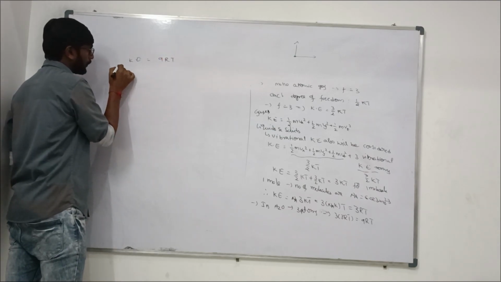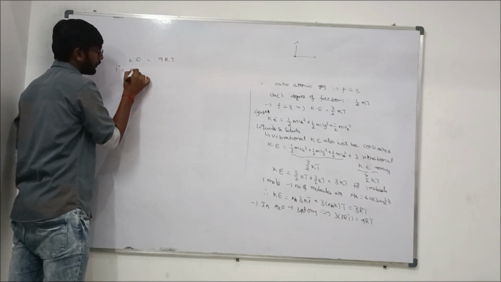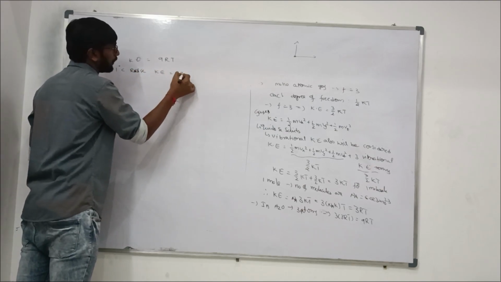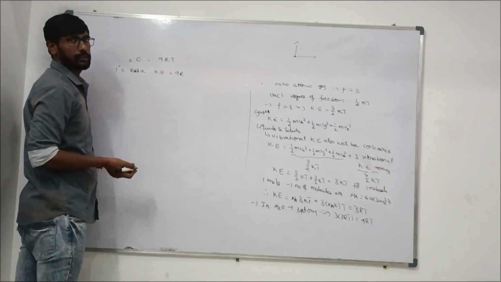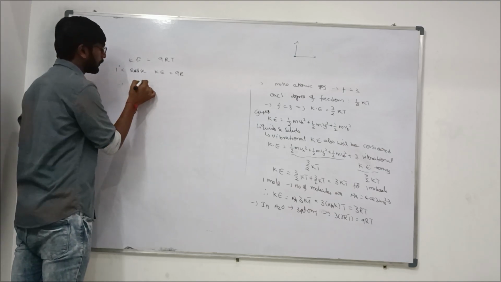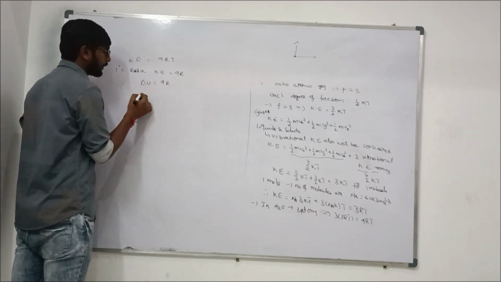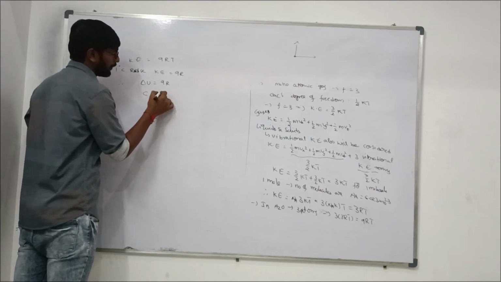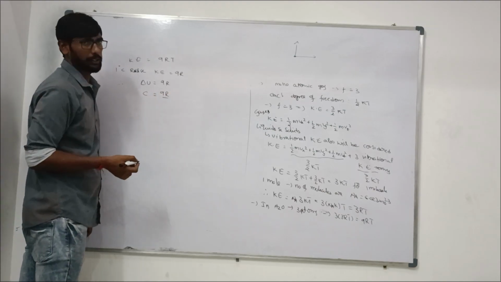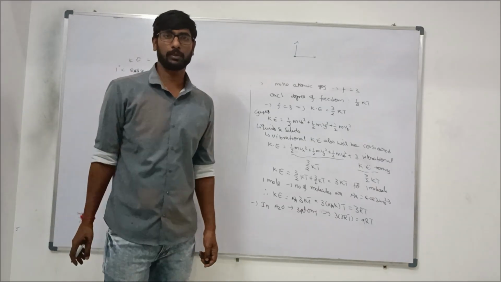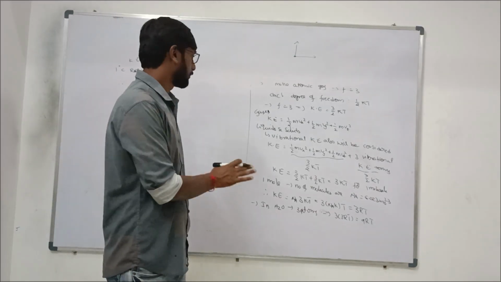For 1 degree rise, the kinetic energy will be 9R. This kinetic energy is nothing but the internal energy, so internal energy equals 9R. As we discussed before, internal energy is nothing but the molar specific heat. Molar specific heat of water is 9R, right? Therefore, the molar specific heat of the water molecule is 9R.